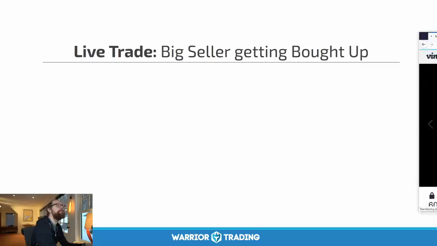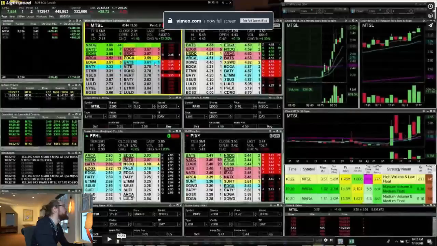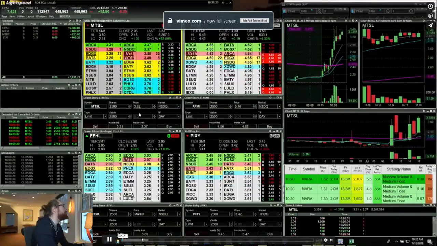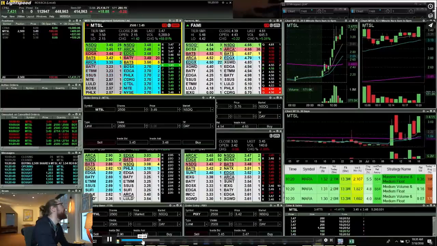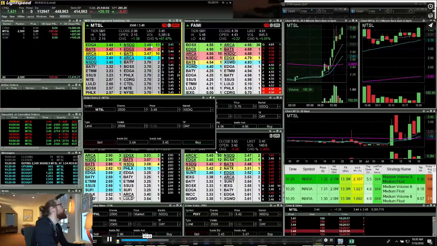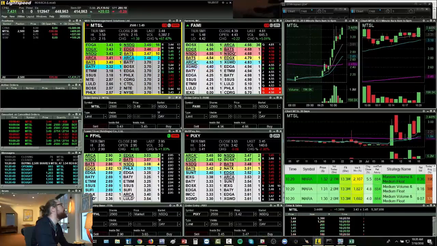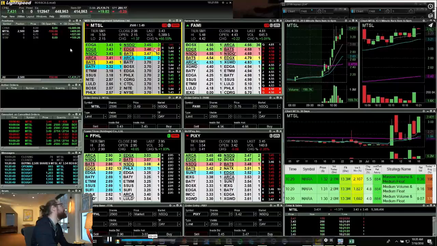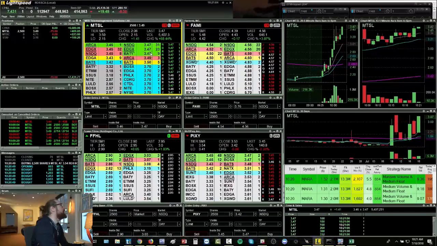Here. Let's see. So this is going to be an example. It's not the best example, but it's fine. So this is the stock we're focusing on here, MTSL. The seller is going to be, I believe, at 49 or 50. I'm in at 49. I got in for the break of the $0.50. So watch as we come up.